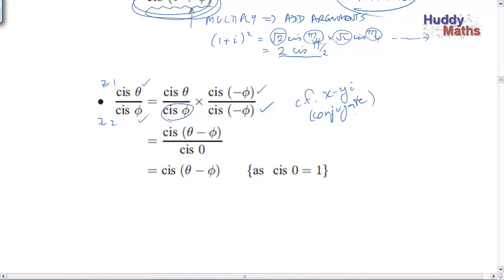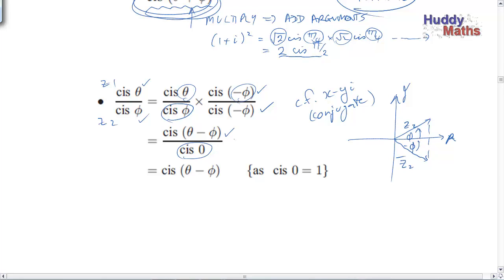Cis neg phi, would that be the conjugate of cis phi? Do you think? Let's have a look. Cis phi, it's real and imaginary. If phi was here, that'd be z2 we called that. Then neg phi would be down here, reflection in the real axis. That should be the conjugate, shouldn't it? So we're doing a similar thing here. Let's look at the top. We're multiplying these complex numbers together, so we add the arguments, so theta plus neg phi, over cis of naught.